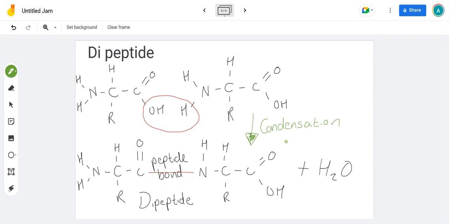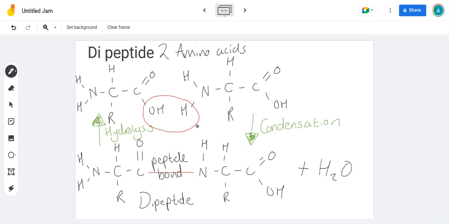Okay, if you wanted to break that peptide bond to make two amino acids again, going that way, that would obviously be a hydrolysis reaction. All right, so let's just label these. So we started off with two amino acids. So two amino acids joined together in a condensation reaction to make a dipeptide and water.